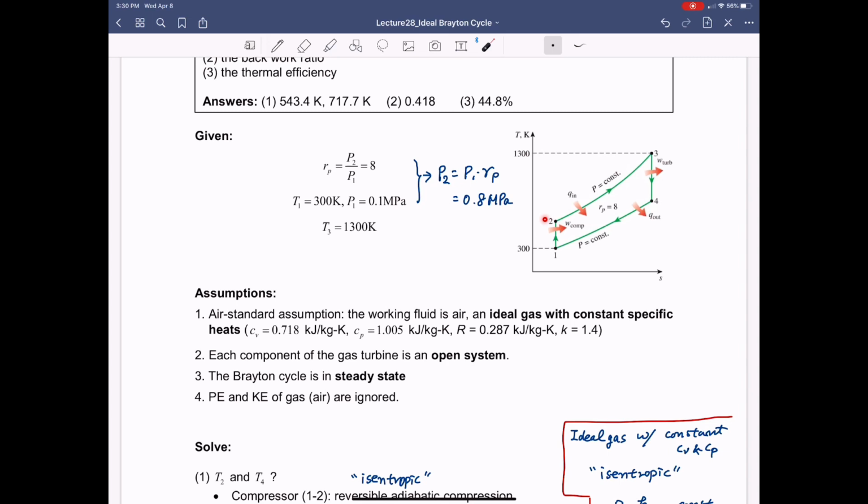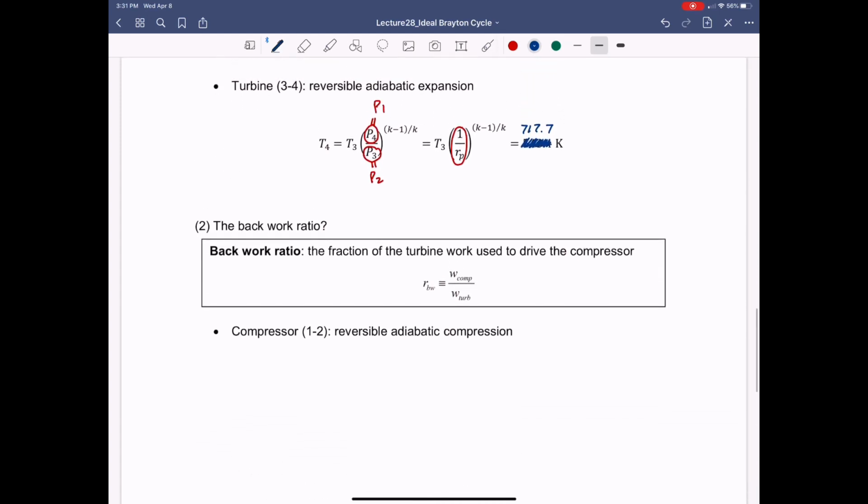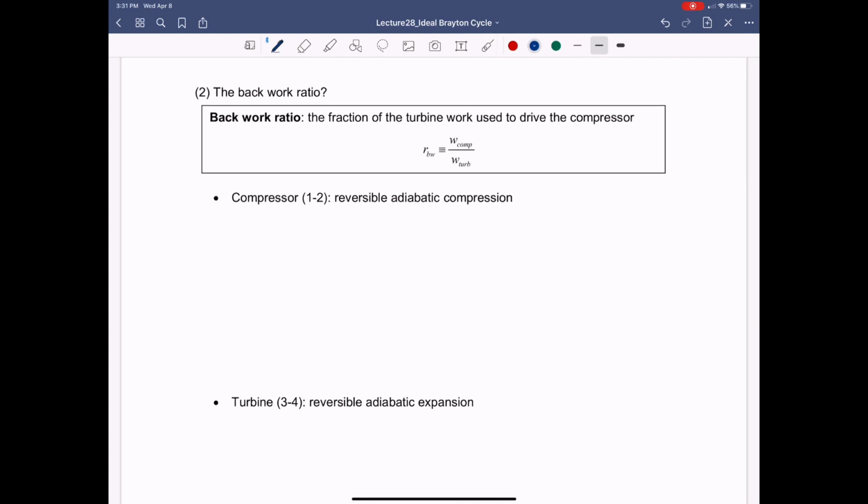If you see 2 and 3, basically we thought that it should be a constant pressure heat addition process, and also between 4 and 1, we also have a constant pressure process. So what it means is that your P4 should be the same as P1, and your P3 should be the same as P2. We have P1 over P2, which is identical with the inverse of the pressure ratio. And now, with this relation, we also can calculate T4, which is 717.7 Kelvin.